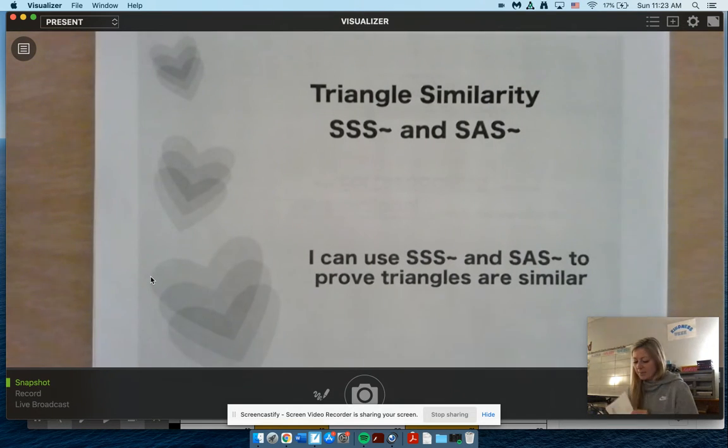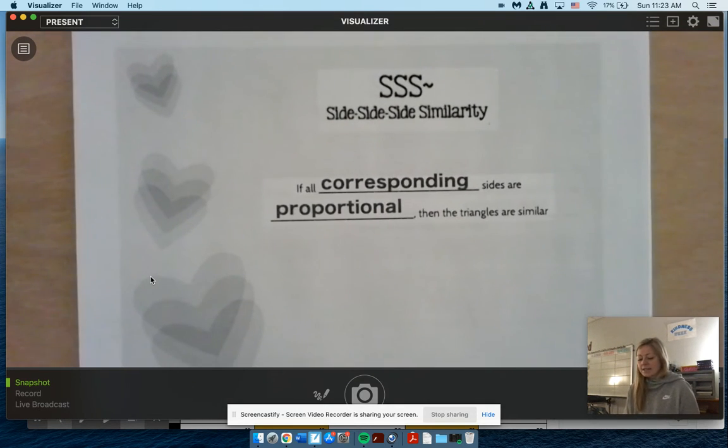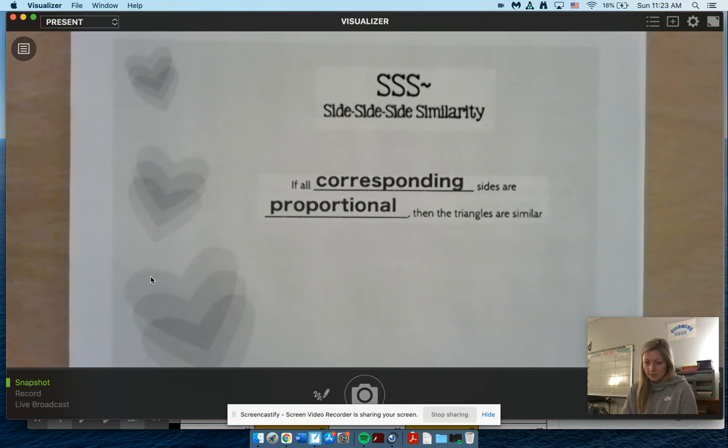So let's talk about side, side, side. Side, side, side similarity is if all corresponding sides are proportional, then we don't have to worry about those angles. We'll just automatically know we have similar triangles. Again, if you have three pairs of proportional sides, then that is enough to say we have similar triangles.